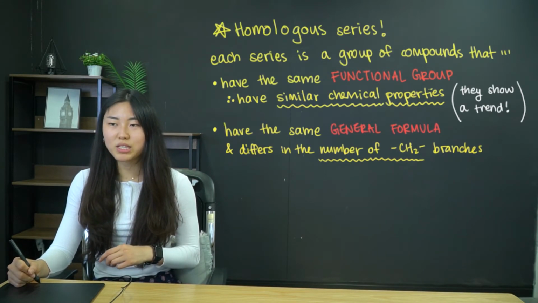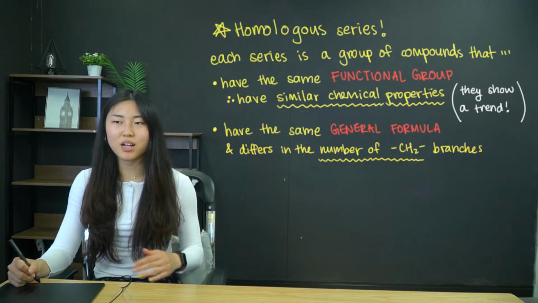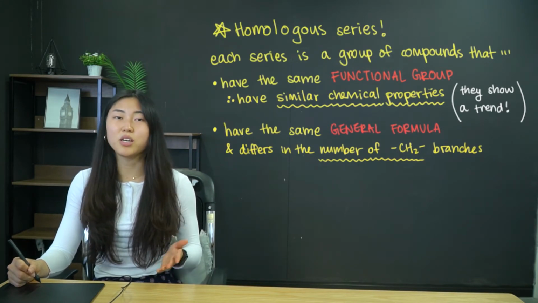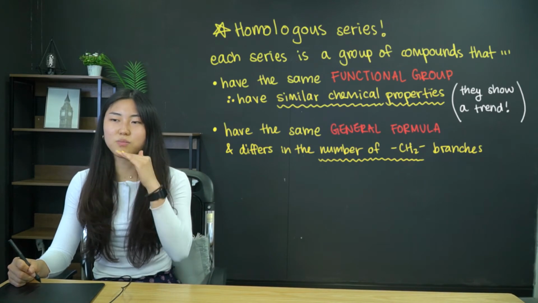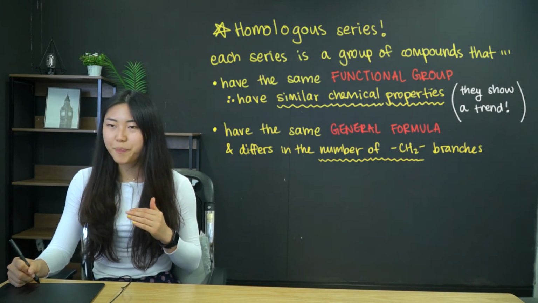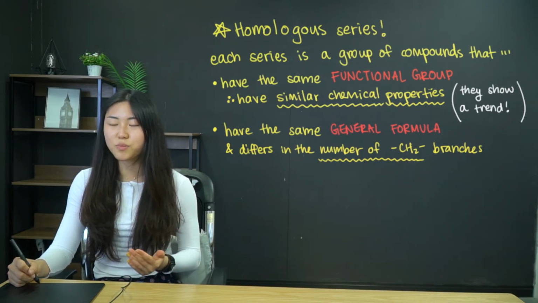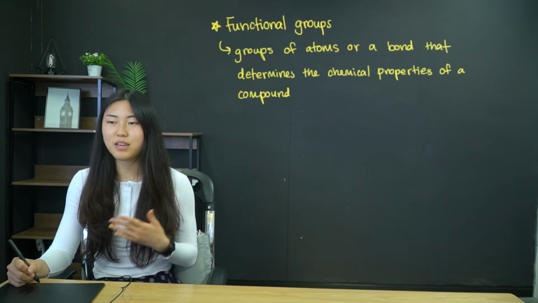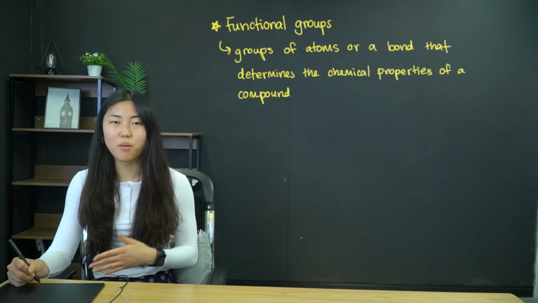These are 2 points that you must write when they tell you to describe what a homologous series is or define homologous series. So I highly recommend just memorizing these 2 points, okay? And functional groups, these are groups of atoms or a bond that determines the chemical properties of a compound.